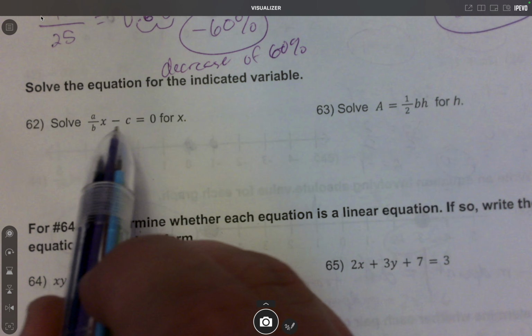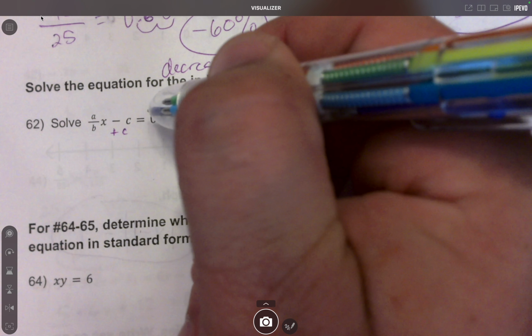We've got 4 letters going on here. X is the one we want to get by itself. A and B are both very close to it. C is farther away. So the first thing I'm going to move is the C. It's a negative C, so I'm going to add C to both sides to move it.